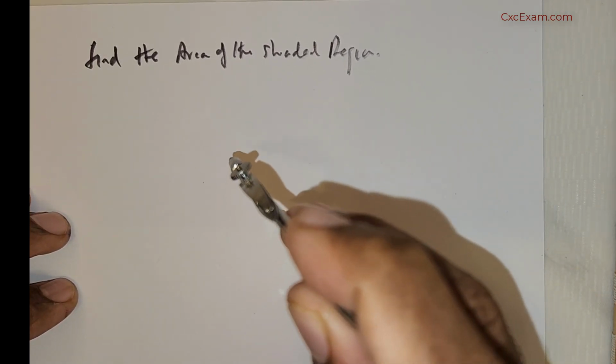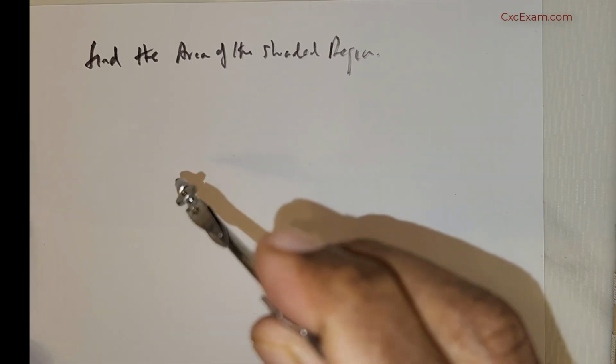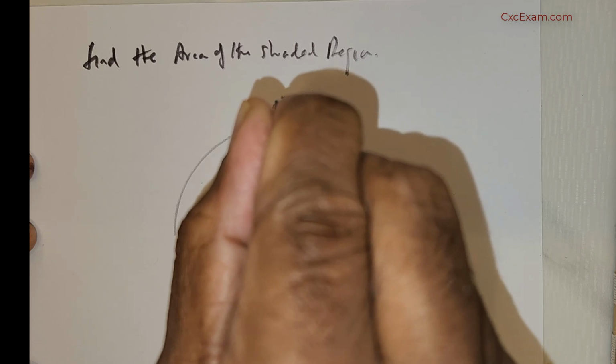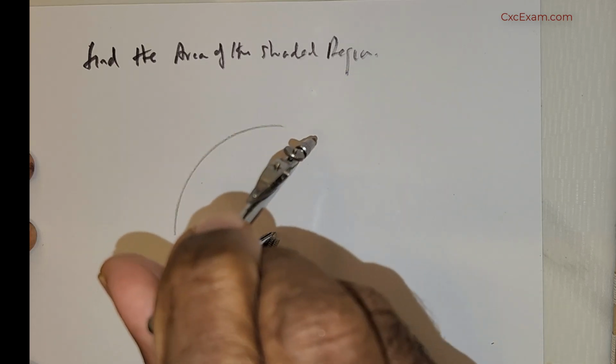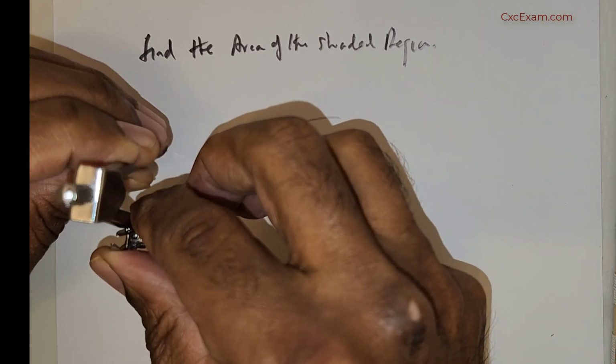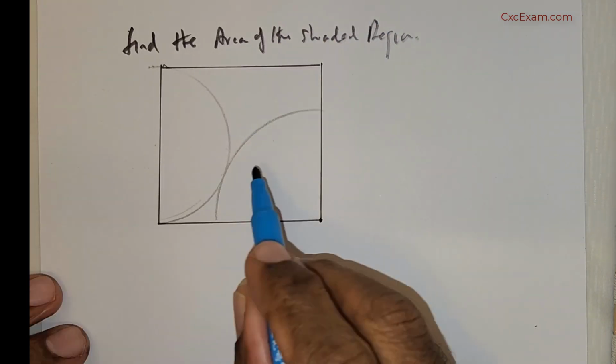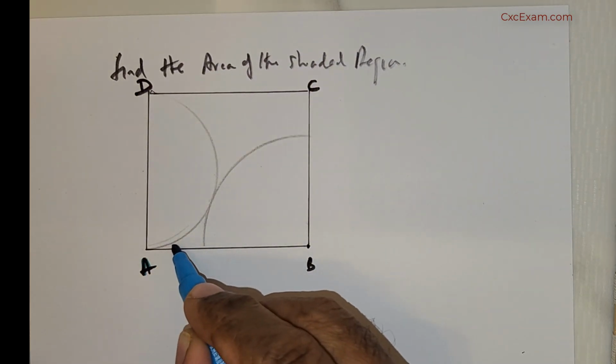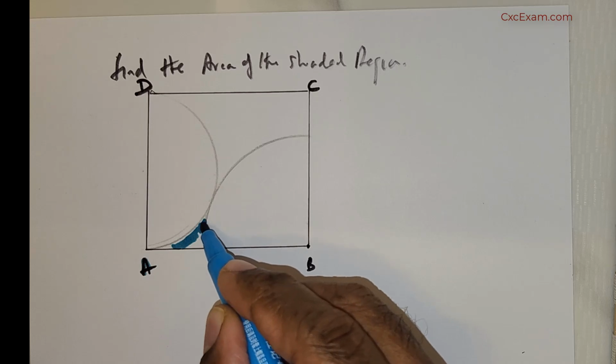We are expected to find the area. Foremost, we need a quarter circle. We are expected to find the area of this region.